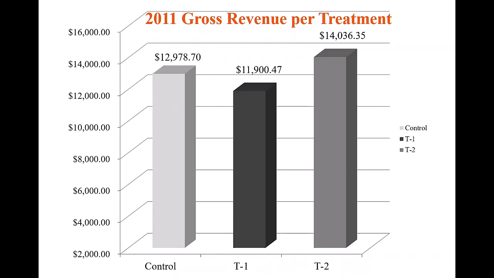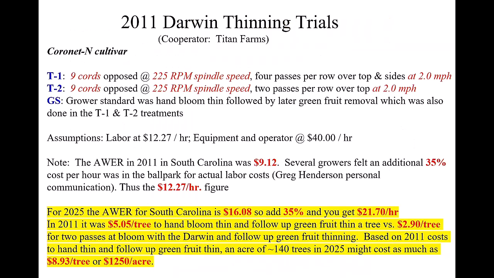We can do 40 acres per day if it's a V system or just a single fruiting wall system. So for what's coming up, which you can hardly wait for, it's $16.08 what our cost will be for H2A, and add about 35%, and you're up to around $21 plus per hour.